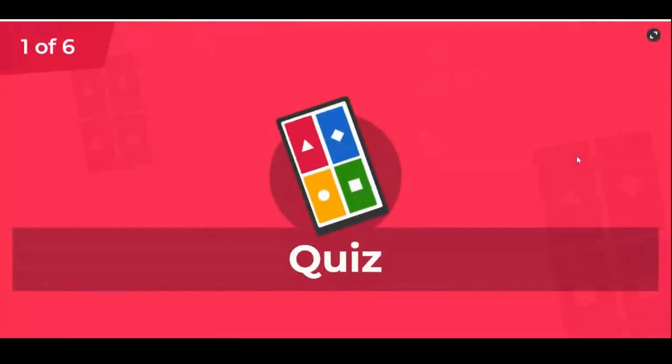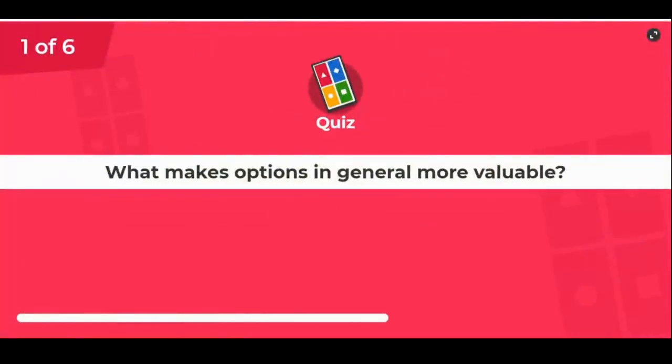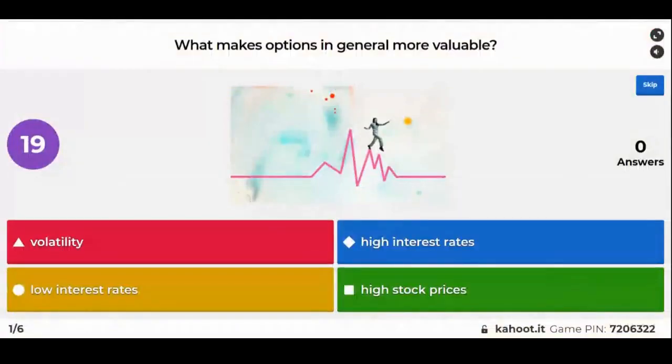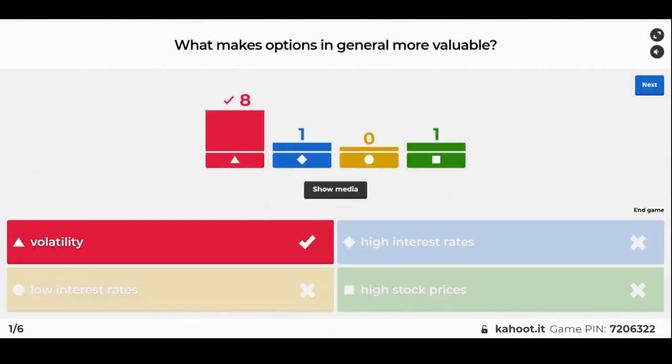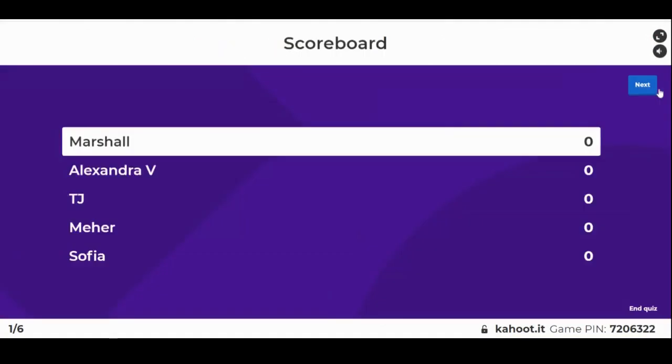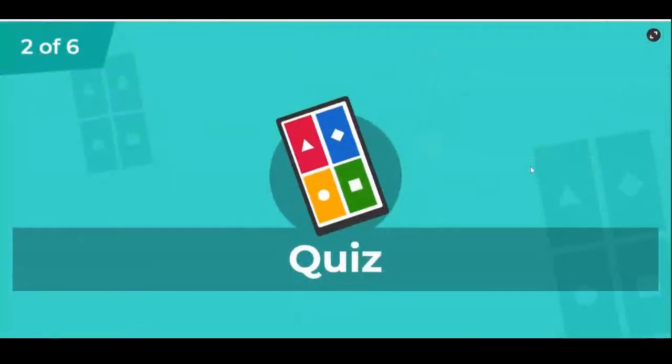Let's go. Ready? First question, what makes options in general more valuable? Is it volatility? Is it high interest rates? Is it low interest rates? Or is it high stock prices? Very good, most of you got that right. That's from the options worksheets. Please review it if you got that wrong.